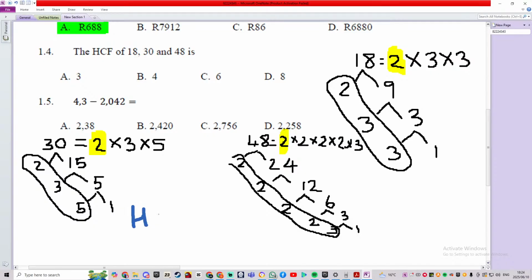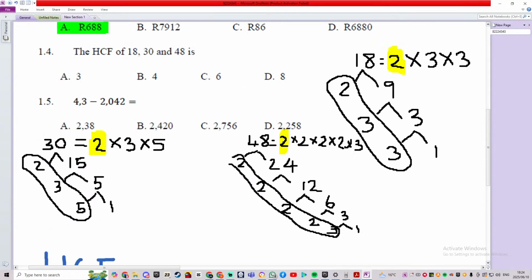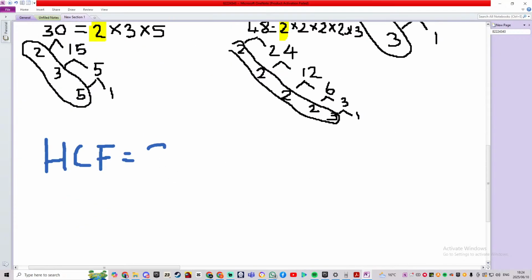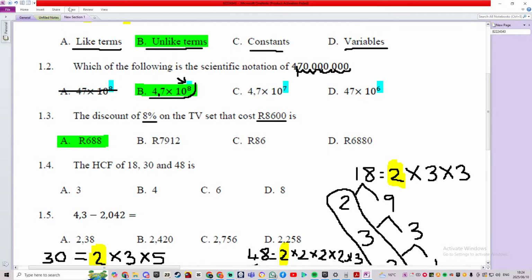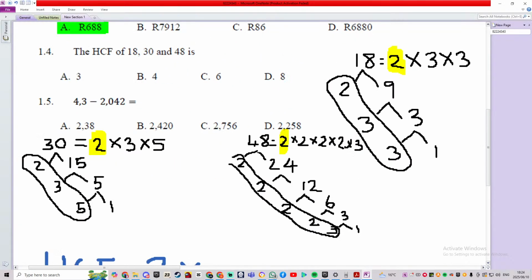My highest common factor, HCF, equals... so 2 is repeating in all of them, so I'm going to take the 2 and then multiply. Then let me look, are there any others that are repeating?